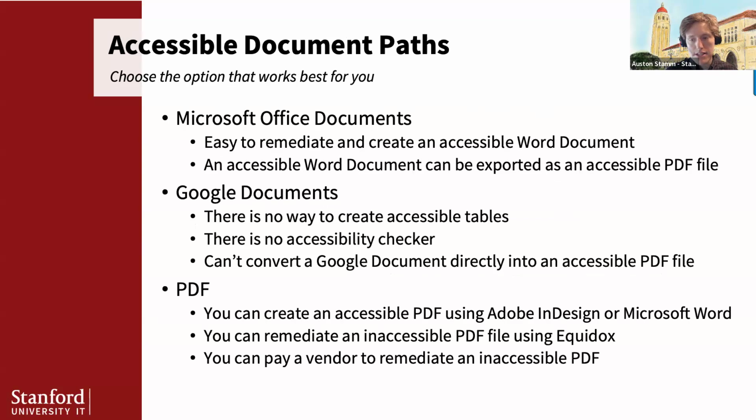With Word documents, it's really easy to make a Word document accessible. They can also export to be an accessible PDF, so you could have two formats right there by using them. And Word has a built-in accessibility checker. When you look at Google Docs, there's no way to create an accessible table in Google Docs, which is one barrier, while in Word, a regular simple table can be made accessible. There's also no accessibility checker in Google Docs, and Google Docs doesn't convert directly into an accessible PDF.